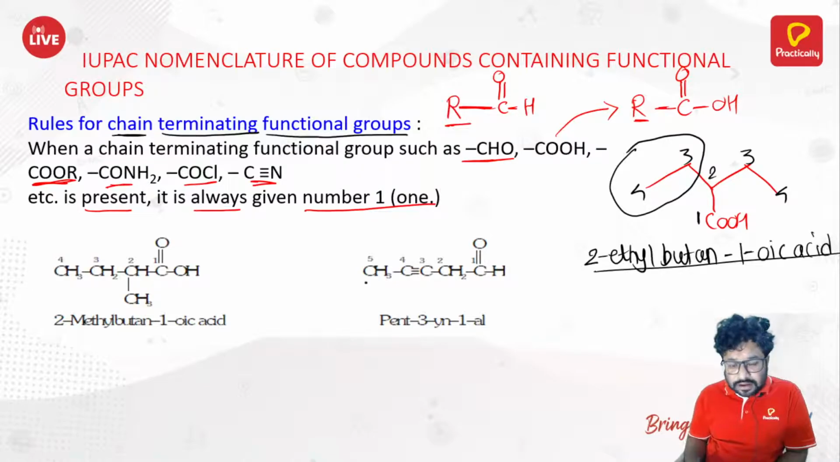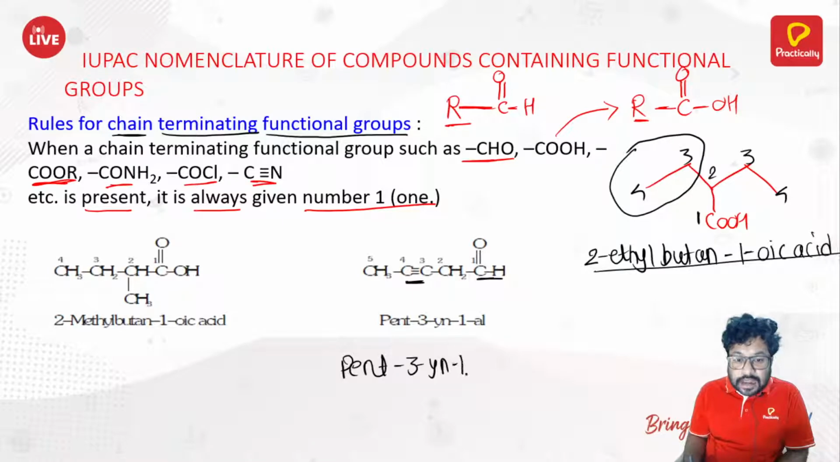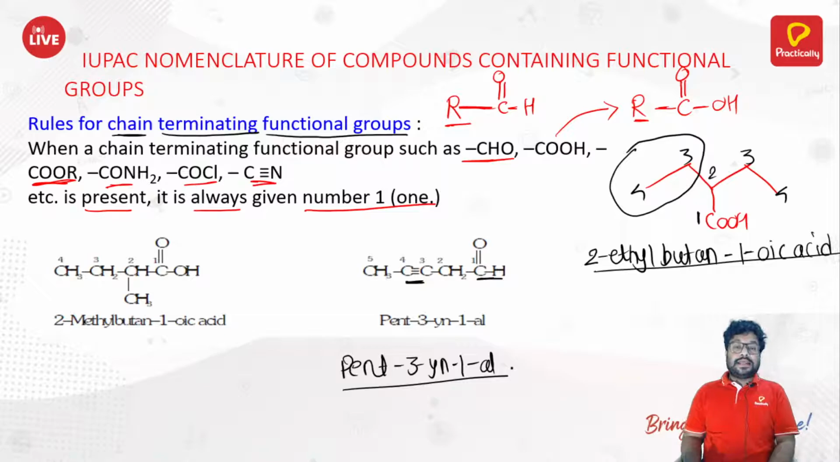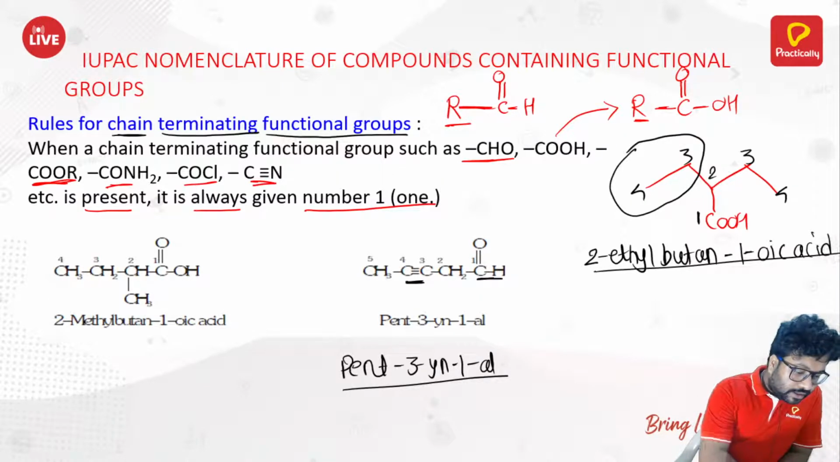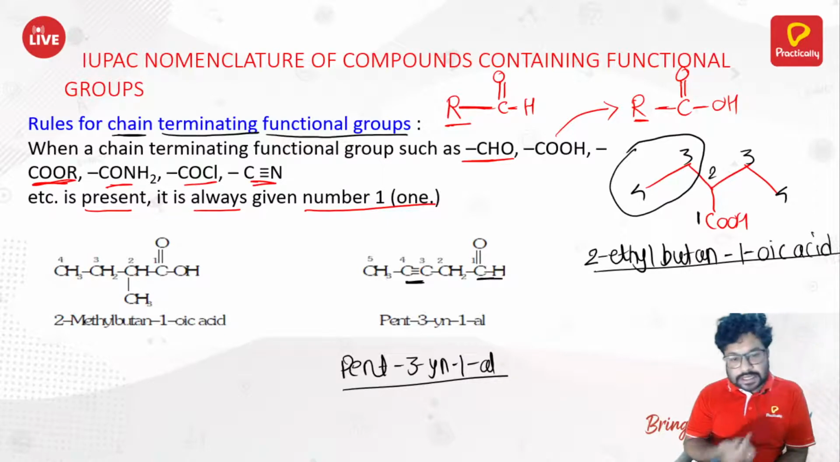Now if you look here, again it's straightforward. 1, 2, 3, 4, 5. At the third position, you have a triple bond. So how would you write it? Pent-3-yn. Now it's an aldehyde, right? So how do you name it now? Pent-3-yn, and at 1 you have the aldehyde. So pent-3-yn-1-al. That is how you name these compounds. Okay, moving ahead with this now.